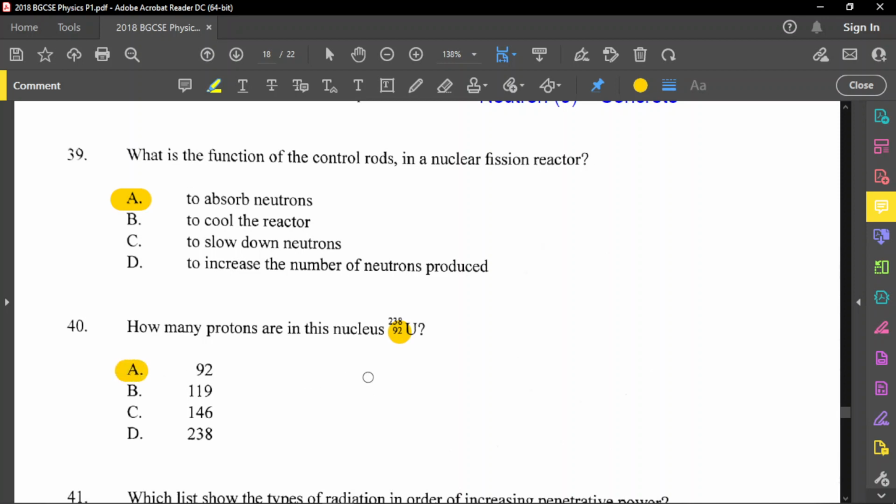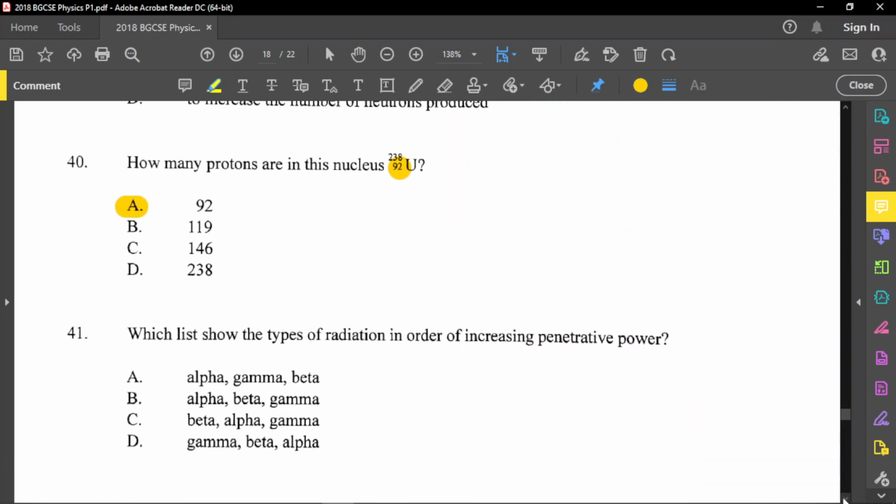If you want to find the number of neutrons, you subtract 92 from 238, and you get 146. So 146 is the number of neutrons, not the number of protons. So the number of neutrons will be 146. You subtract 92 from 238. Just remember that because mass is equal to protons plus neutrons.